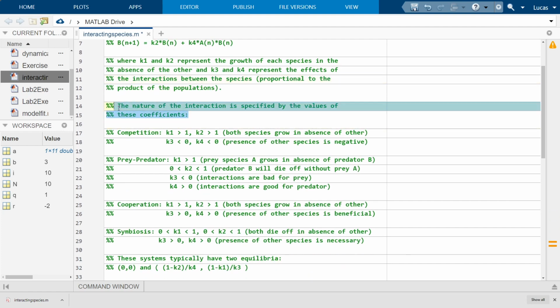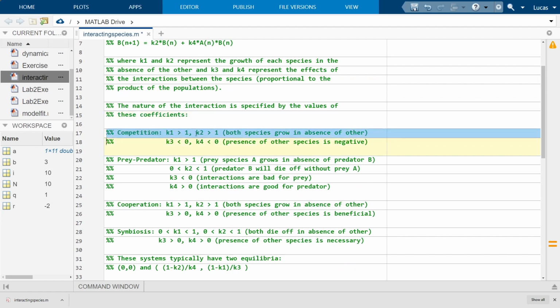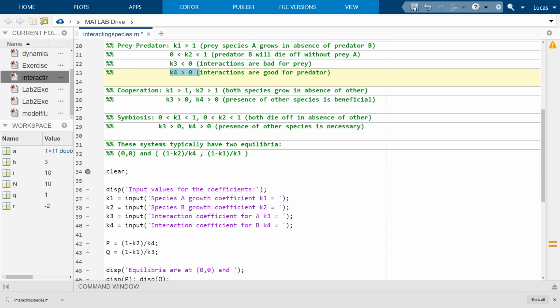So, continuing along, the nature of the interaction is specified by the values of these coefficients. Competition is when K1 and K2 are both greater than 1, and K3 and K4 are both negative. Prey-predator is when K1 is greater than 1, K2 is between 0 and 1, and K3 is less than 0, K4 is greater than 0. Then cooperation is when we have K1 greater than 1, K2 greater than 1, and K3 and K4 greater than 0.